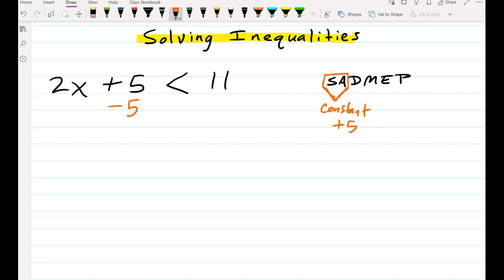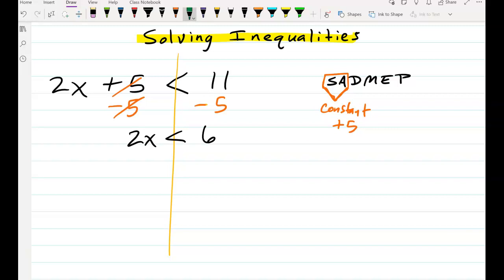I'm going to draw the line through my inequality too, and because I did it on one side of my line, I have to do it to the other side as well. So I'm going to subtract 5. These two 5s cancel each other out, and I'm left with just 2x on this side of my inequality, and 11 minus 5 is 6. 2x is less than 6. All right, well, I'm getting there.